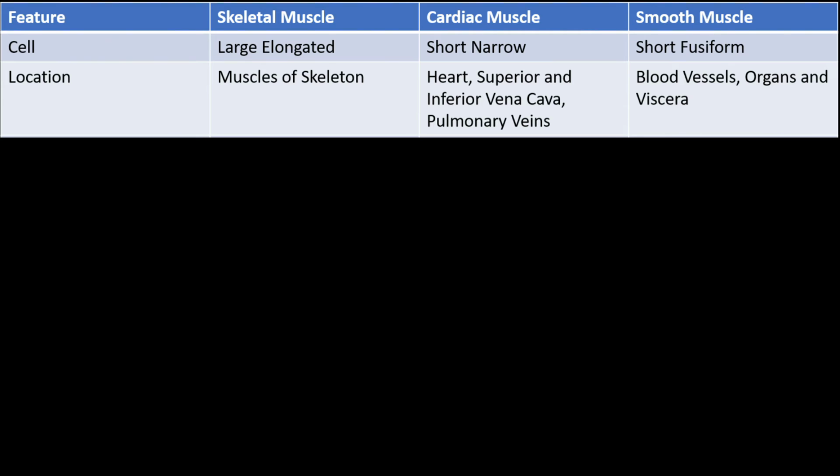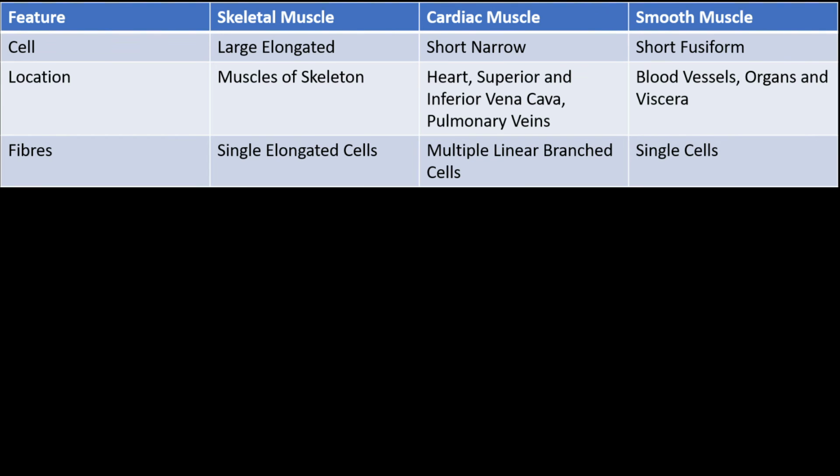Talking about the location, skeletal muscles are found in the muscles of the skeleton. Cardiac muscles are found in the heart as well as in the superior and the inferior vena cava and the pulmonary veins. Smooth muscles are found in the vessels, different organs, and viscera. If we talk about the fibers, the skeletal muscle fibers are single skeletal muscle cells. The cardiac muscle fibers are linear branched arrangements of several cardiac muscle cells, while in smooth muscles, the muscle fibers are single smooth muscle cells.